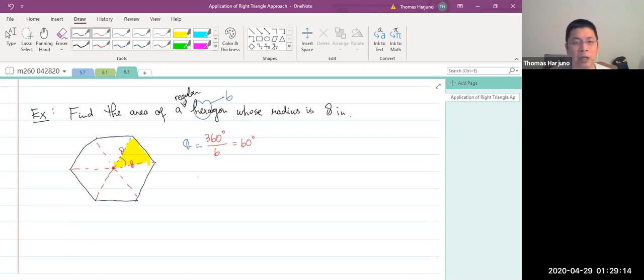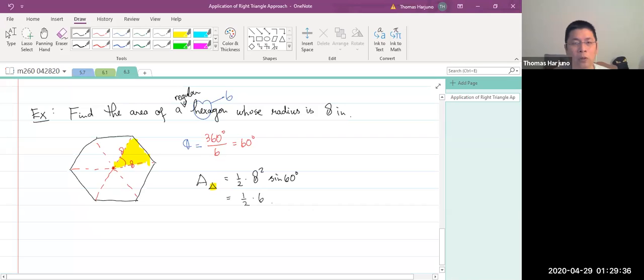So then the area of that one triangle, that yellow triangle, will be 1/2 times r squared sine 60 degrees, which is 1/2 times 64 times radical 3 over 2. Because 60 degrees is a special angle, you need to give me the exact value. Now 64 divided by 4 is 16 radical 3. Because the unit is inch, this will be square inches.